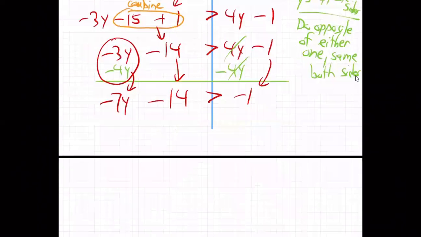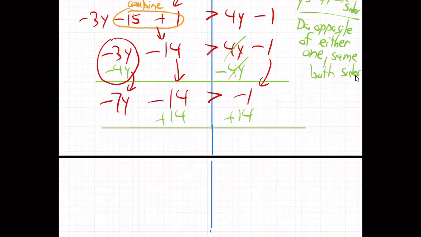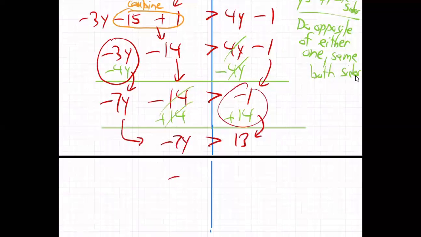And now we got to get y alone. So let's get y alone. How do we do it? We add 14 to both sides. Boom, boom. Bring this down. Minus 7y. And what do these two make? 13, don't they? 14 minus 1 is 13. Okay, let me bring this down one more line just so I can see it clearly.